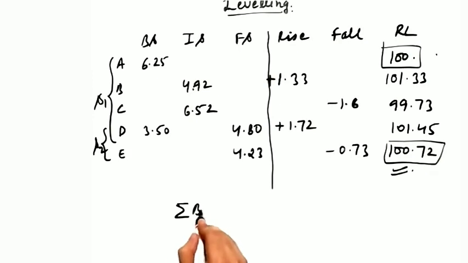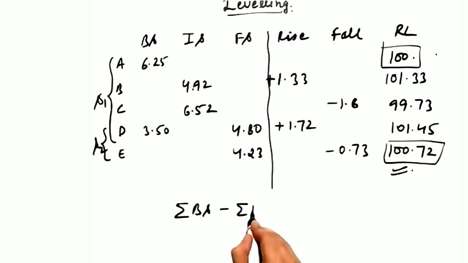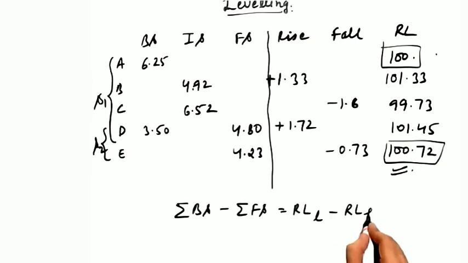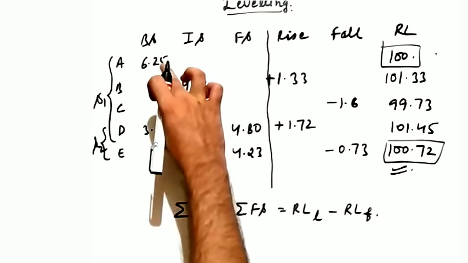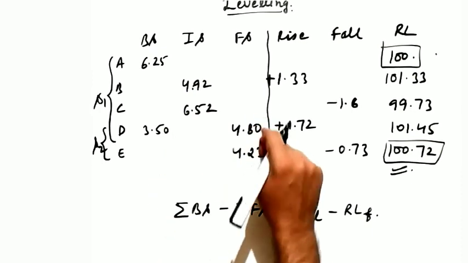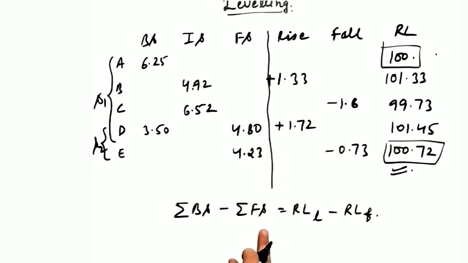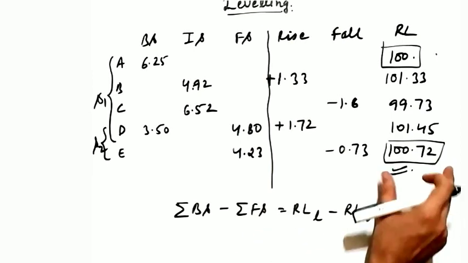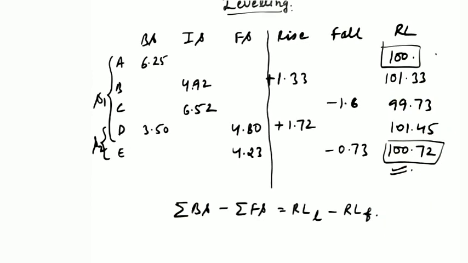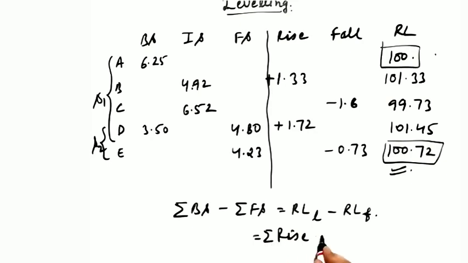The check is sum of BS minus sum of FS will be equal to RL of last station minus RL of first station. You will have to add all this BS. This is sigma BS. FS is this addition of all the fore sides. This is sigma FS. This is the RL of the last station, and this is the RL of the first station. If this check is satisfied, that means you have done the calculations correctly, and it is also equal to sigma rise minus sigma fall.